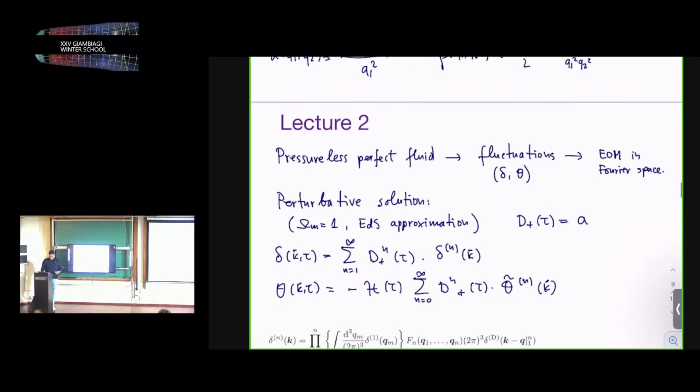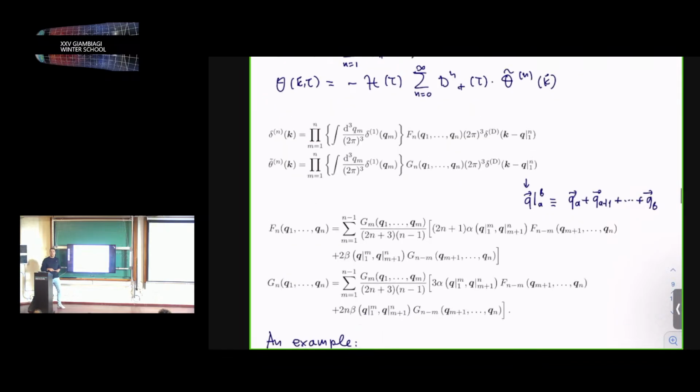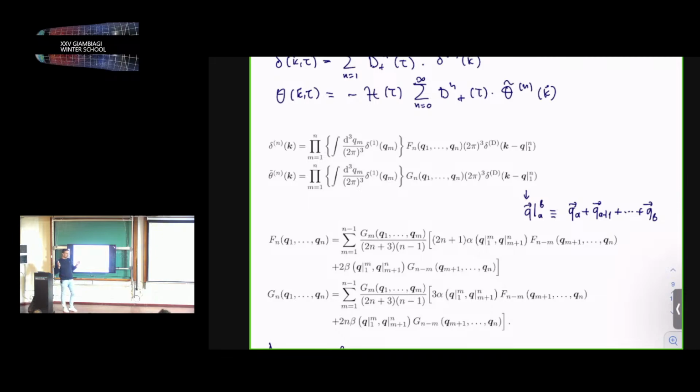So I'm not going to go into details because you can find all this in the lecture notes and in various places in the literature. But let me just show you the form of these solutions. It turns out that the nth order solution, this delta n of k and theta tilde n of k, can be written as some convolutions in Fourier space in terms of the so-called perturbation theory kernels Fn and Gn. And if you ever study any literature about perturbation theory of large-scale structure, for sure you have seen these Fn and Gn kernels appearing all over the place.